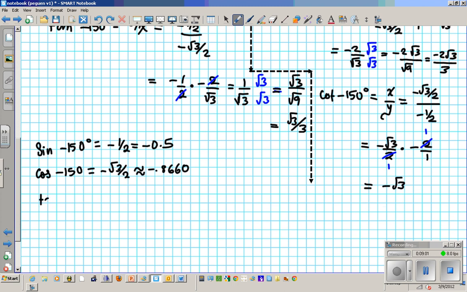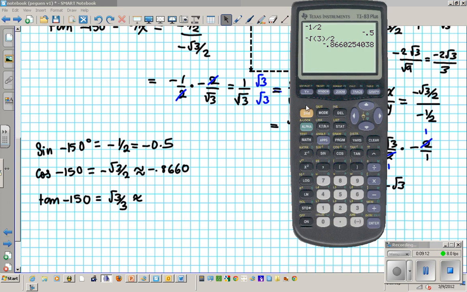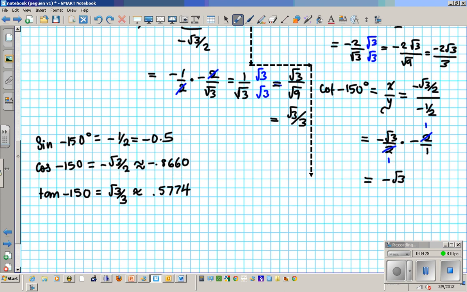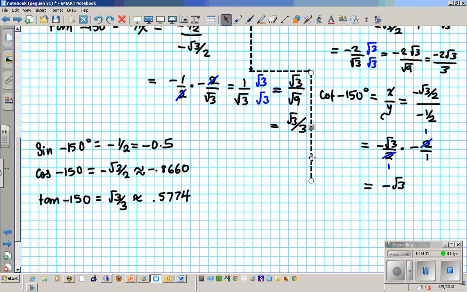Tan negative 150 is root 3 over 3. Since this has a square root, it's going to be an approximation again. Root 3 over 3 is 0.5774. Okay, so it's approximately 0.5774. All right, so there goes your first 3. Now let's do the other 3, the reciprocals.